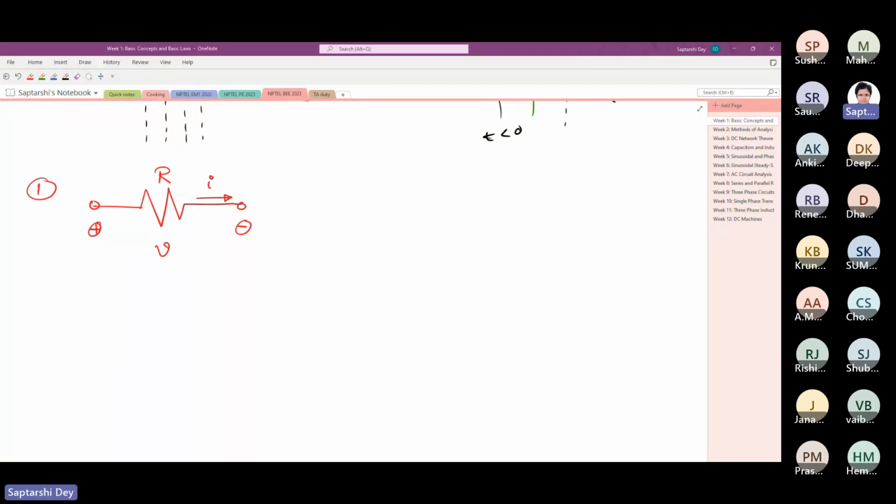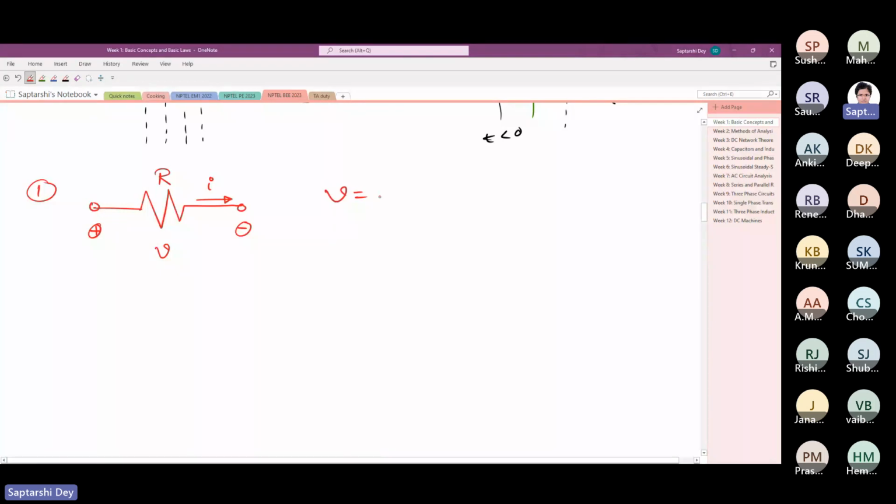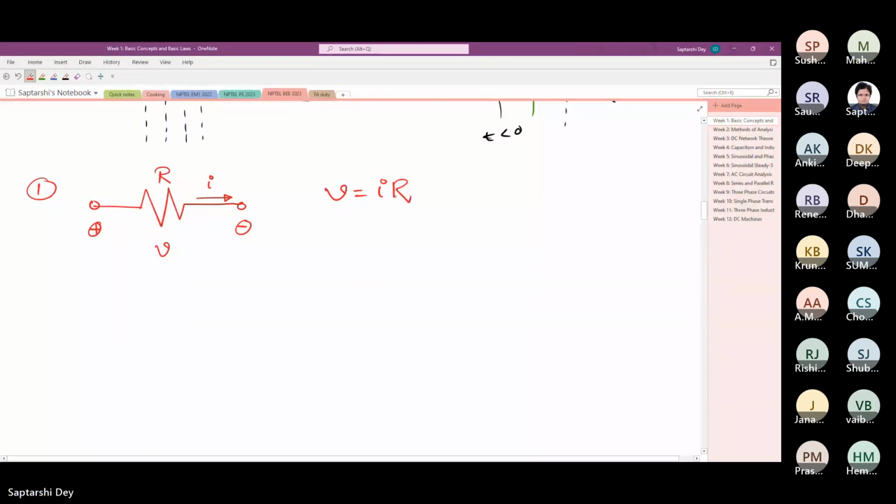Hello. Yeah, we can. Can you see what I drew here? Resistance I drew. That voltage polarity is important. Voltage polarity and current direction. So if you have a resistance with the voltage polarity as shown in the figure and current direction as shown, what is the relation between V, I and R? V equals IR. All right.